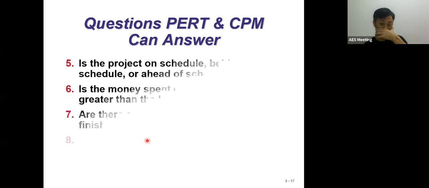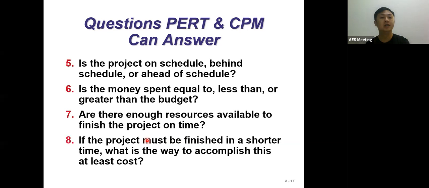Moving forward, number 5: the CPM and PERT analysis can answer questions about the project schedule, whether it is on time, before time, or after. All of that can be answered based on the PERT analysis. We might also know about our budget in terms of the cost of the activities. So are we spending our money equally to whatever we have projected?